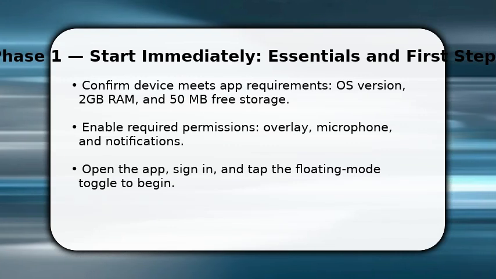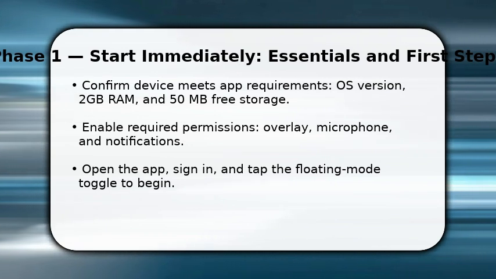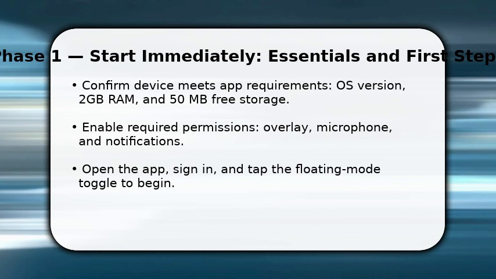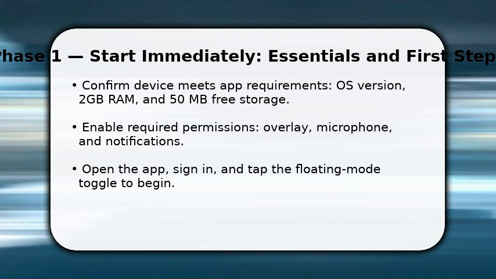Enjoy the video. You begin by verifying prerequisites quickly. Check OS and free space, then enable overlay and notifications so the floating window can appear. Once done, sign in with your account. Make sure permissions are granted when prompted. Tap the floating mode toggle to create the initial floating widget, then position it roughly where you want it to stay. This gets the process started immediately and prepares you for the configuration steps that follow in the next slide.